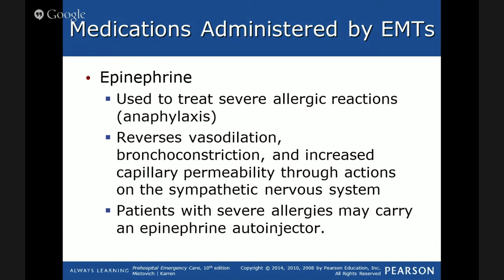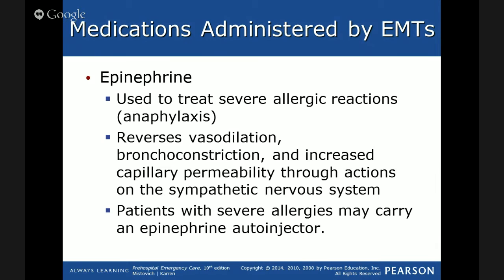All right, so epinephrine, all right, this is used to treat, this is another one that has kind of like aspirin, it's got multiple uses in the medical field, especially in the pre-hospital setting. But the one that you guys are most concerned with as EMT basics, all right, is going to be the treatment of severe allergic reactions, also known as anaphylaxis, okay?